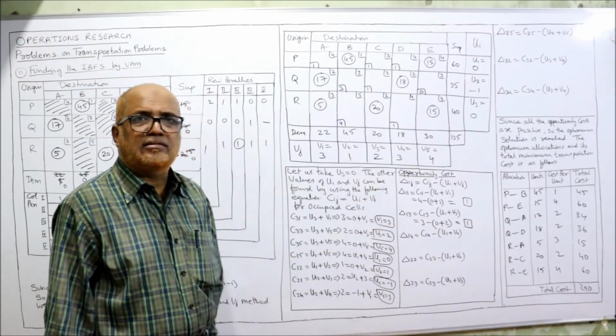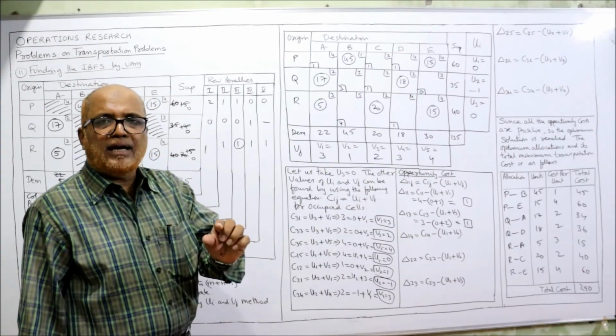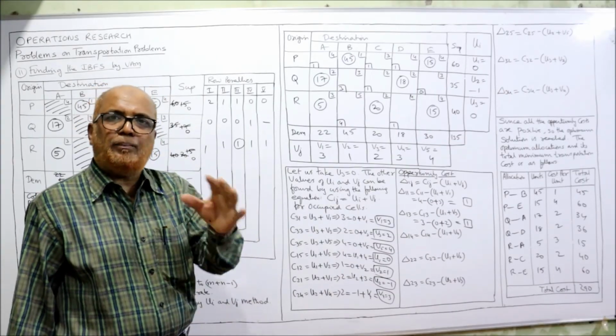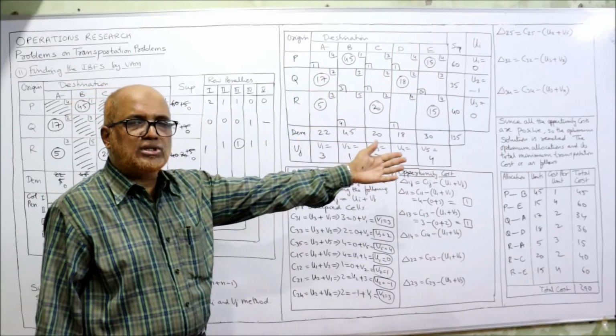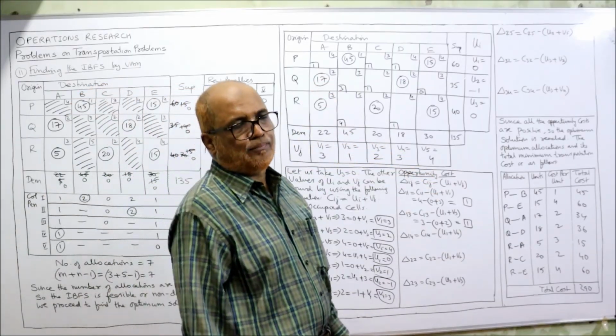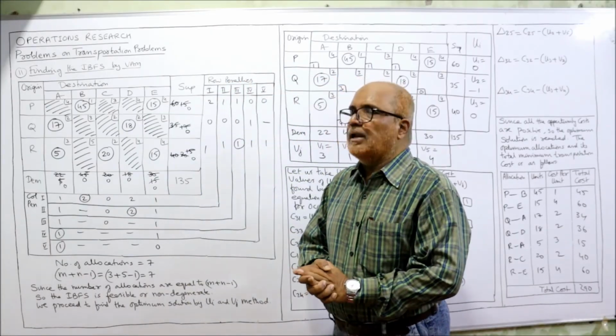Why write all these things? Cij minus (Ui plus Vj) will give the opportunity cost. All the opportunity costs are positive, so we reach the optimum solution. So this is the end of problem number 11.